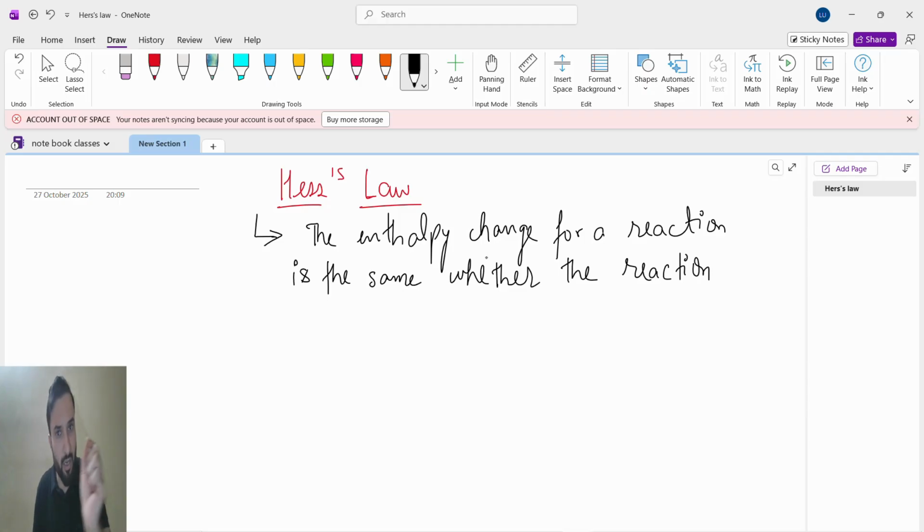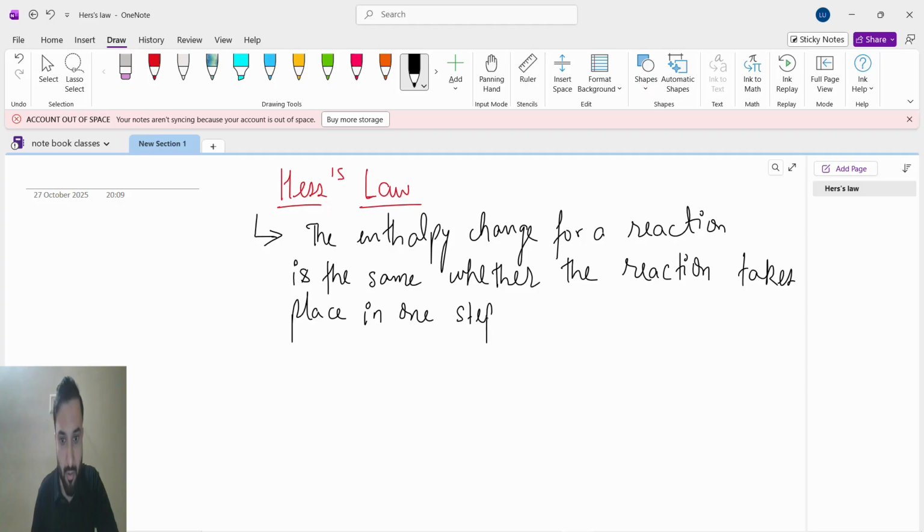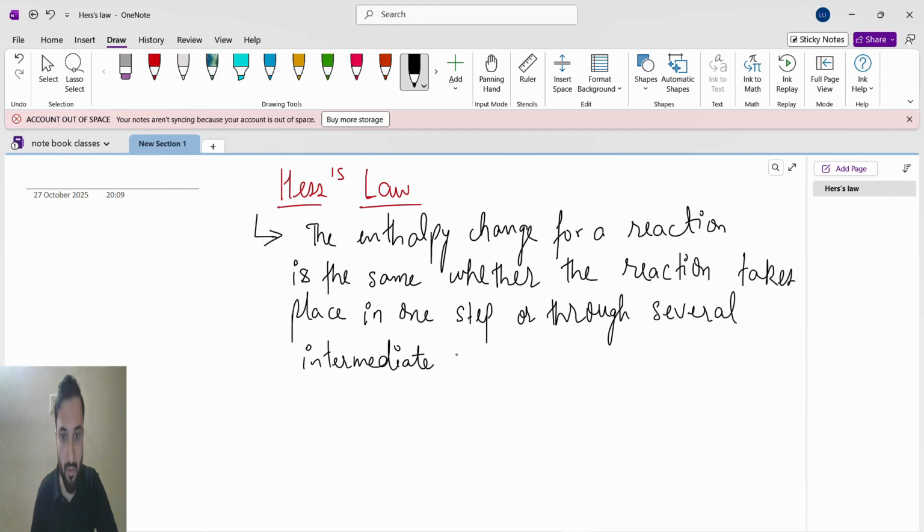So the enthalpy change for a reaction is the same whether the reaction takes place in one step or through several intermediate steps. Okay, so Hess's law means we will talk about delta H, which means enthalpy change.